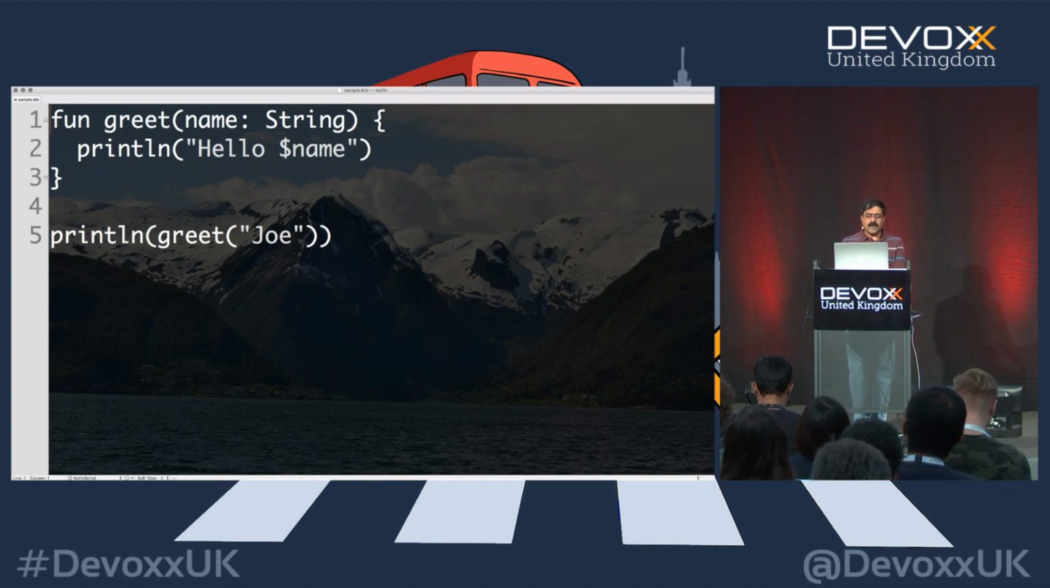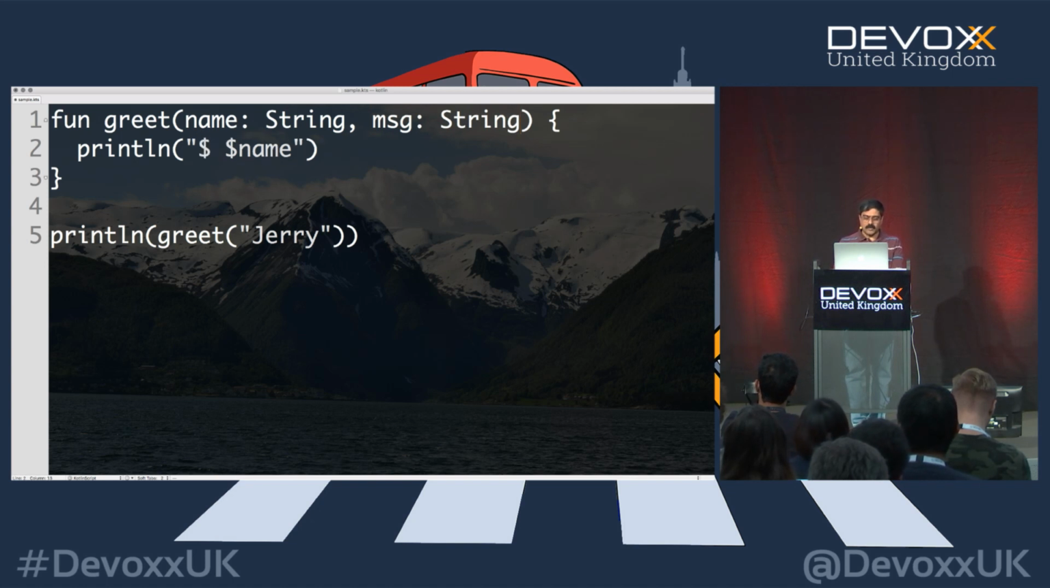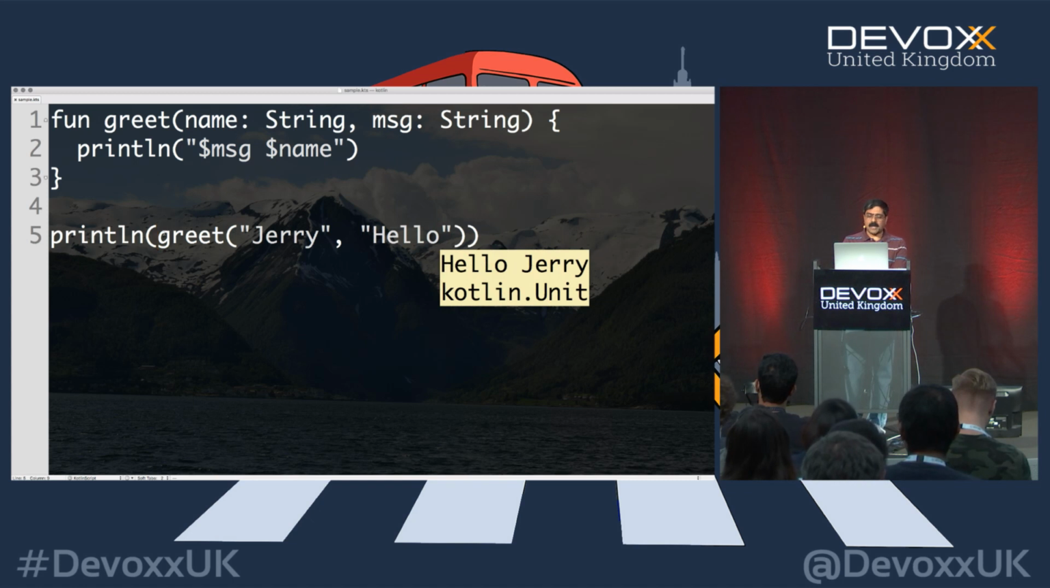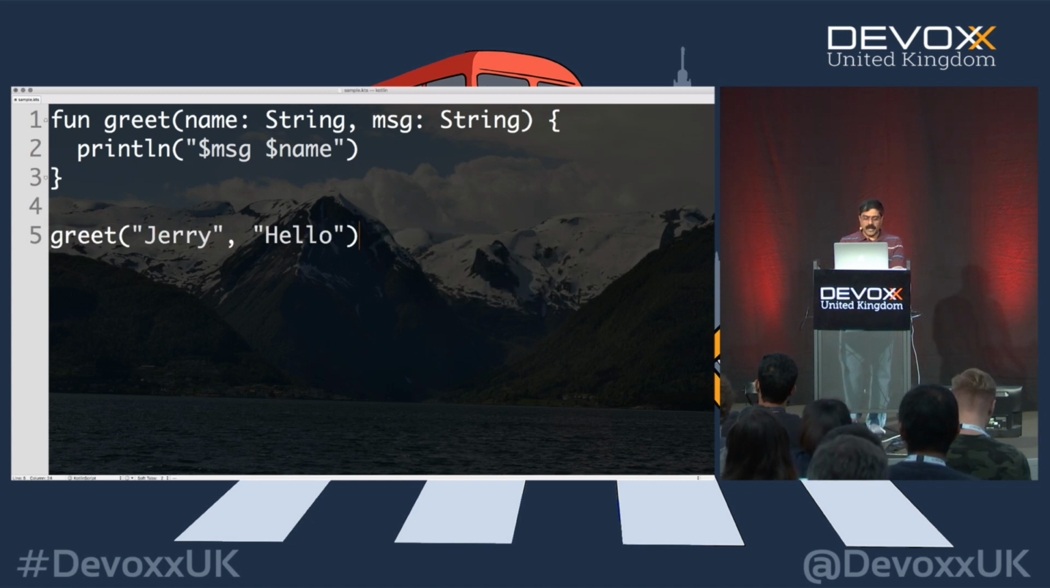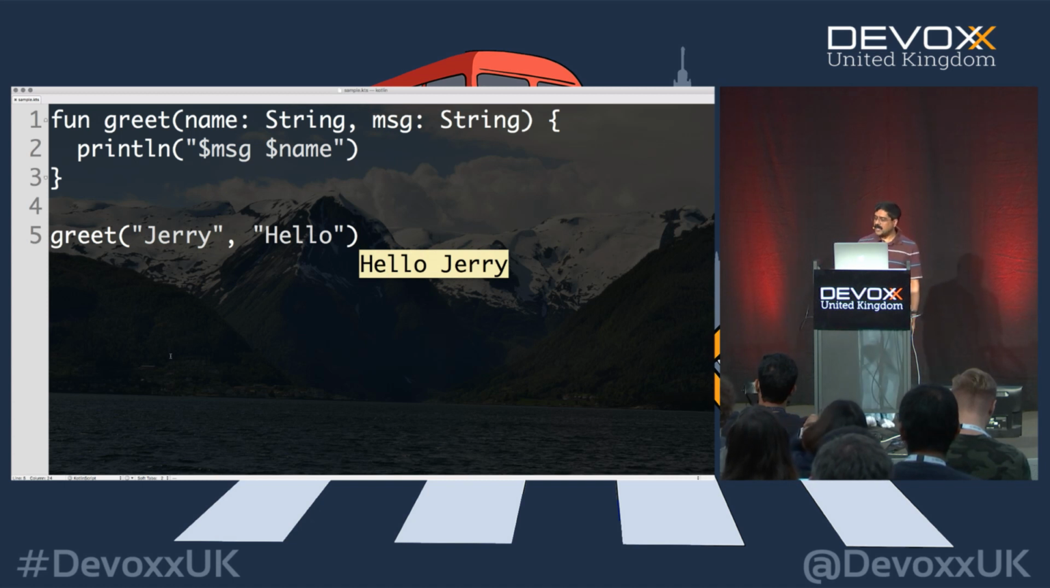I can go back to this greet method. This time around, I'm going to call this with Jerry right here. But I want to specify comma message is going to be a string. And in this case, I'm going to change this to a message, if you will. And so I'm going to specify Jerry and hello. And I'm going to pass the two values to this and ask it to print out the greeting message for Jerry. So you can see it says hello, Jerry, right there.